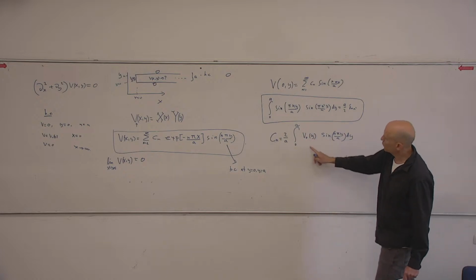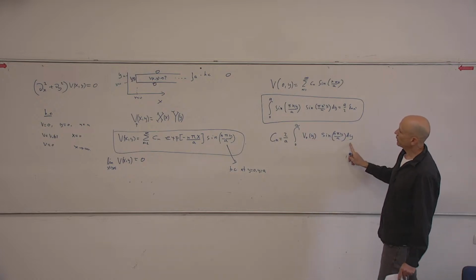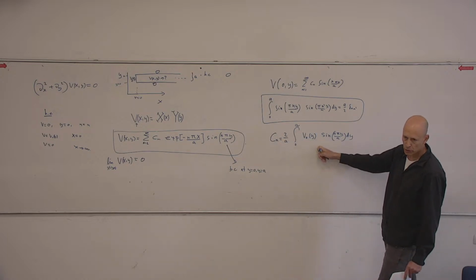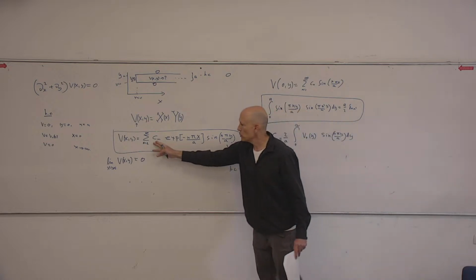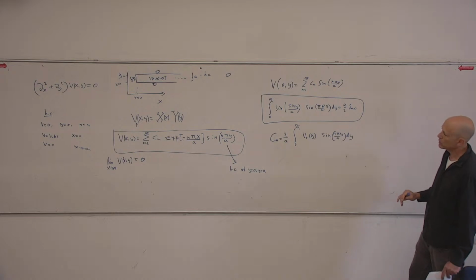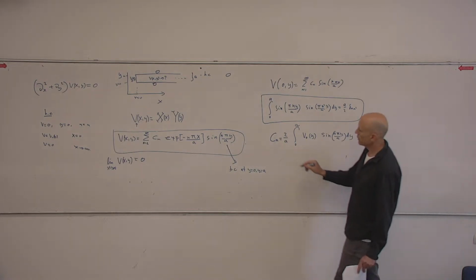V0 has units of potential, dy has units of length over length, so this CNs have units of potential, and that's why this has units of potential, and this is the units that you expect. Also this I like people to check in exams. So this is the solution.